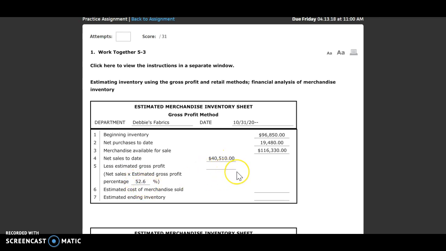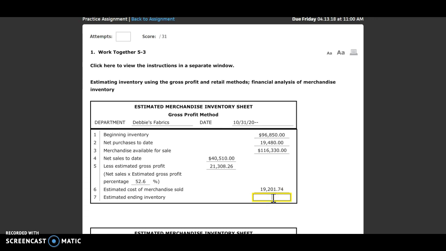So what we're going to do then is take our net sales and multiply times that estimated gross profit percentage of 52.6. Okay, so that gives us 21,308.26. We're now going to subtract those two to get our estimated cost of merchandise sold. And that gives us 19,201.74.